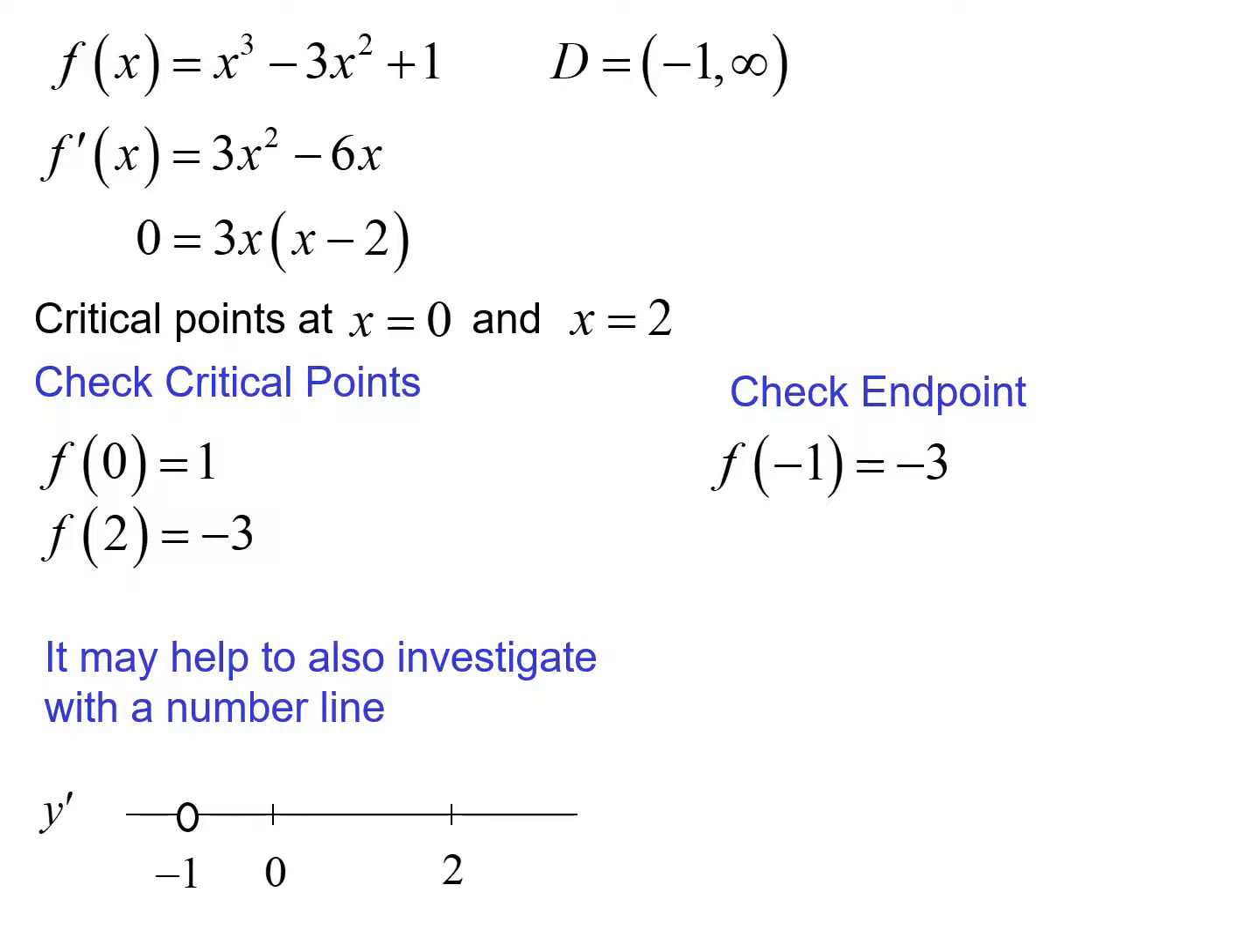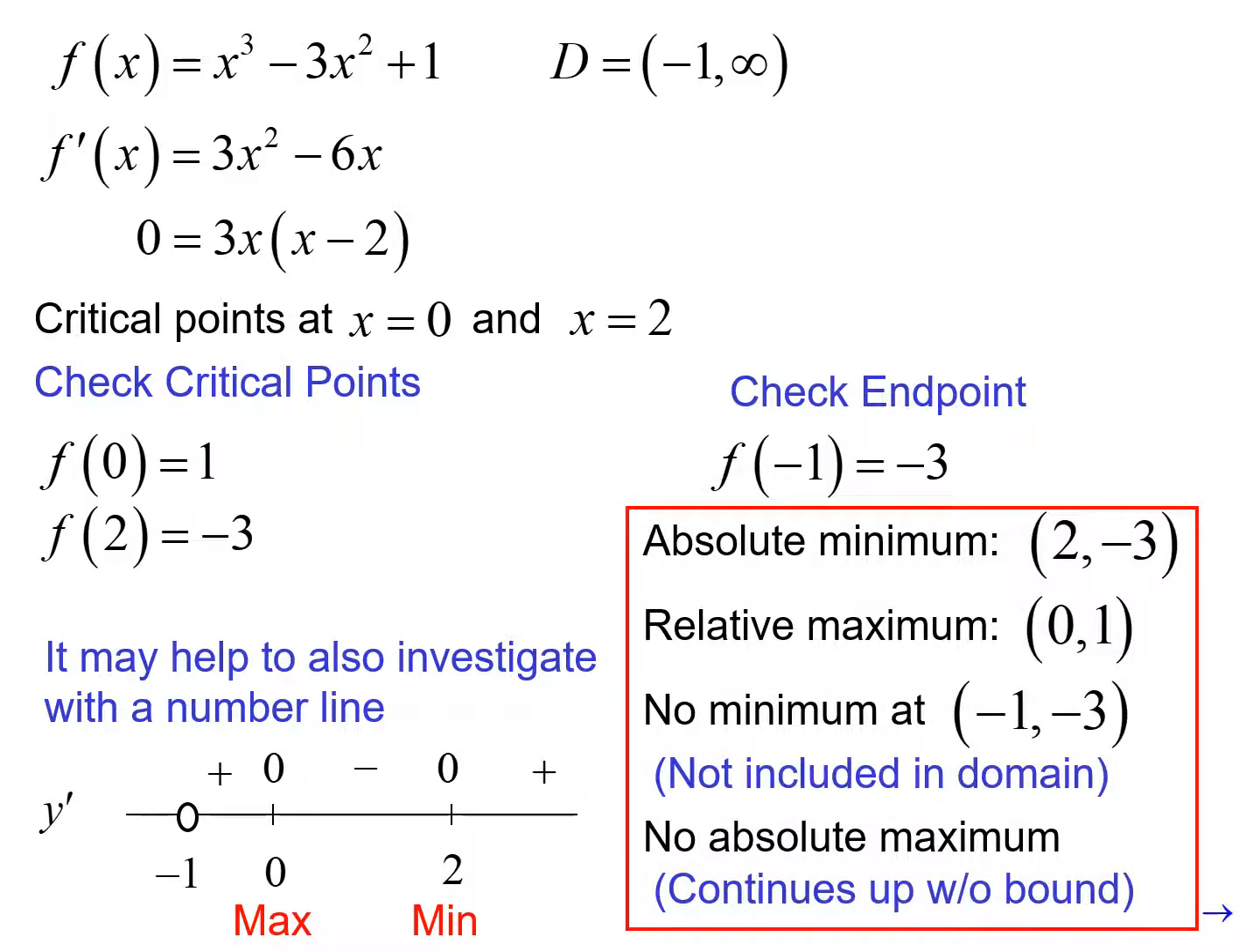And we might also use a number line to help ourselves out here. We can plug numbers in each interval back into the derivative to find increasing and decreasing. So we know where we have our max and where we have our minimum. And then we can summarize our findings here.